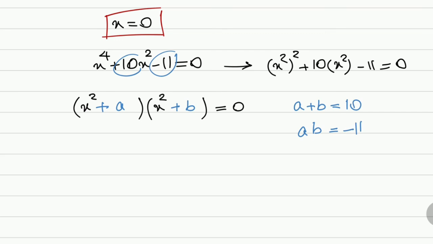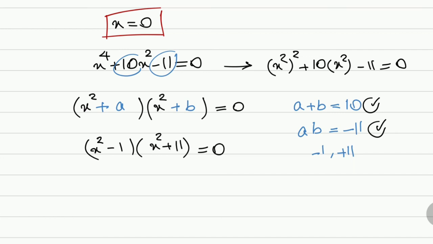Now let's do it in a mental way. What are these two numbers? I'm going to say negative 1 and 11. Negative 1 times 11 is negative 11. Check. And negative 1 plus 11 is 10. Check. Now replacing in the equation, we have (x^2 − 1)(x^2 + 11), and that's equal to 0. Now again, either of these two factors could be equal to 0.